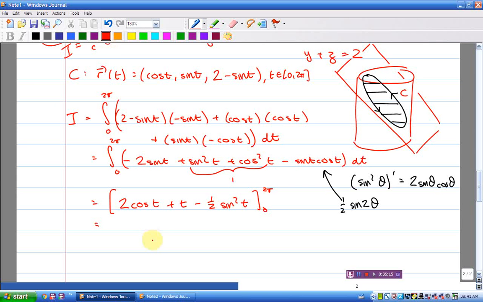Okay, 2 pi. Cos of 2 pi is 1. It's 2 pi. Sine of 2 pi is 0. Subtract 2. Subtract 0 plus 0. So that's 2 pi. That's nice. Do my notes agree with me? My notes do agree with me. That's always nice.